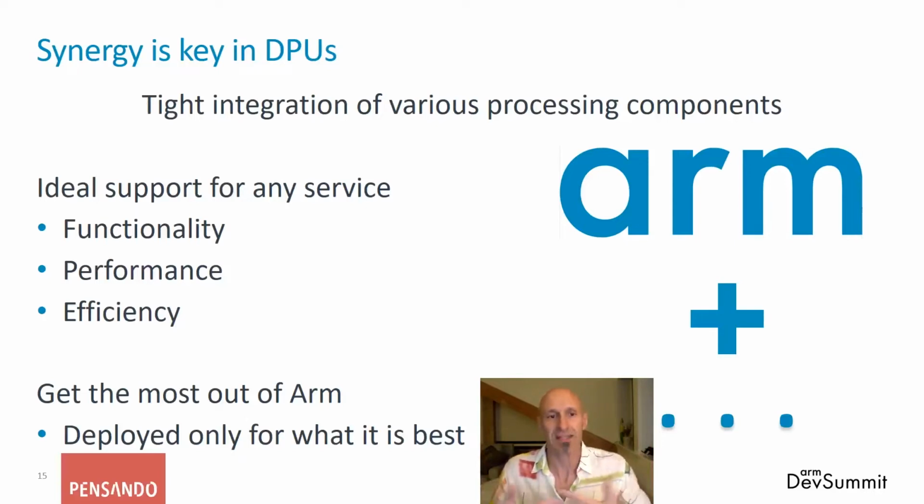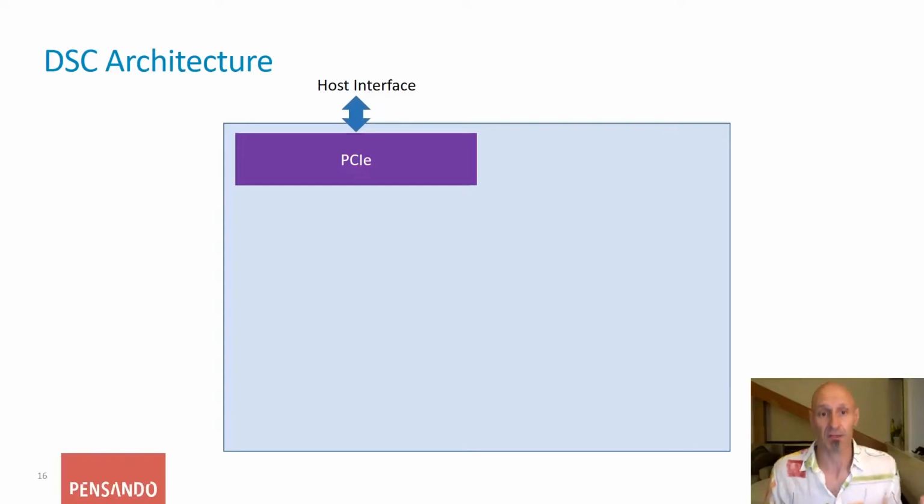So they have to be tightly integrated. This way we can provide the perfect support for any service in terms of providing the necessary functionalities, providing the performance and the efficiency in using resources. And because we have other components, we can use ARM cores really for what they are best at, and consequently use them as efficiently as possible.